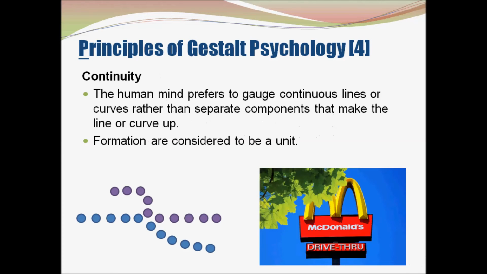Now, the next principle is the principle of continuity. This principle states that the human mind prefers to gauge continuous lines or curves rather than separate components that make up the line or the curve. In other words, if several objects are arranged in a line or a curve and some objects are not, the objects in the line or the curve formation are considered to be a unit. For example, in the below graphic, we have dots arranged such that we have a smooth line and a smooth curve. The dots on the half of the curve seem more related to the dots on the other half rather than the second half of the line.